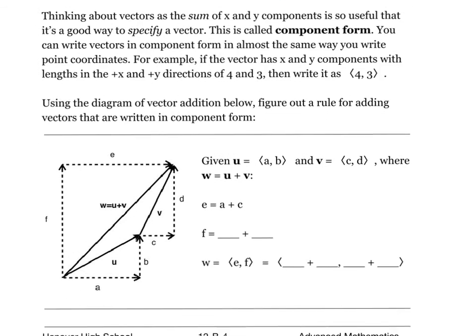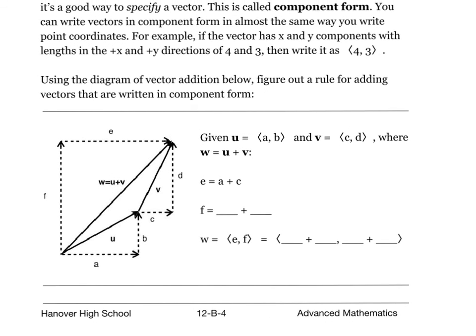Alrighty. Now, if we have vectors in component form, is there a way to add those two vectors together that makes sense? And so what this diagram is doing is kind of showing how this is actually possible to do. So we've got a vector w that's equal to the sum of vector u and vector v. And for vector u and vector v, we can write out their component vectors. Vector u's component vectors are a and b, and vector v's component vectors are c and d. And vector w's components are e and f.